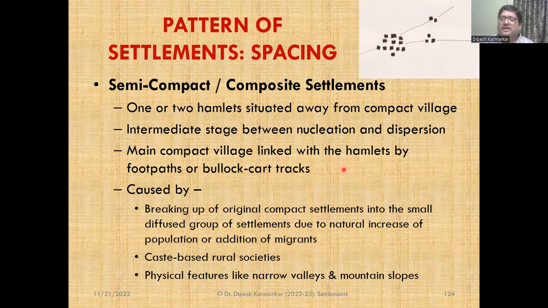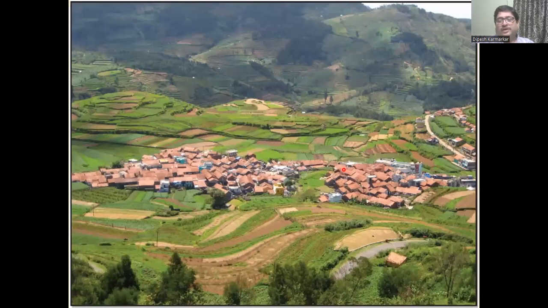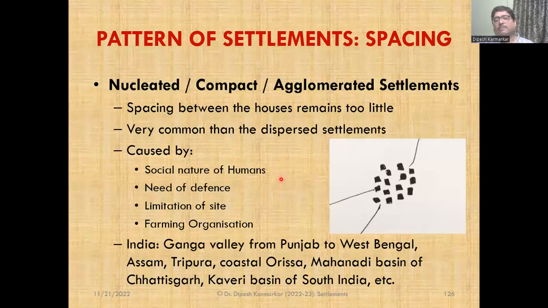Similarly, as I was telling you, the physical features: there may be a valley in between, or a water body in between, or certain differential elevation because of which the settlement tends to break or look like a semi-compact or composite kind of pattern. So here you can see that there is one big settlement located here, one more settlement located here, with one more part here. And this is entirely a sloping area. So according to the changing elevation, we find different parts of the settlement are located a bit away from each other. Not too far from each other like dispersion, but in a semi-compaction format.